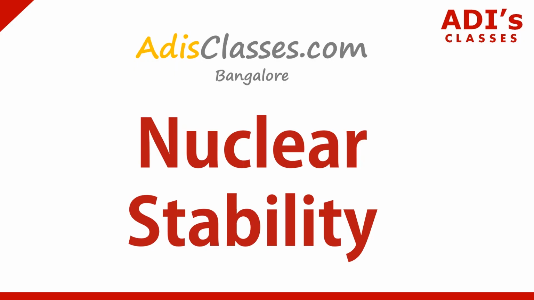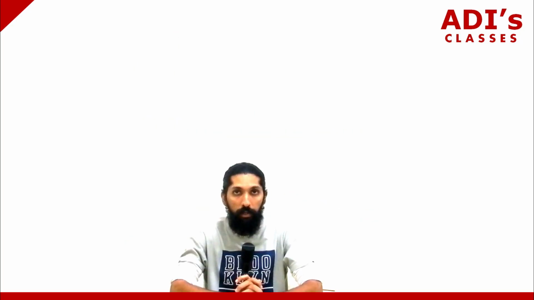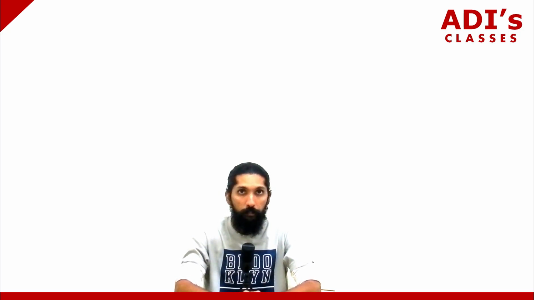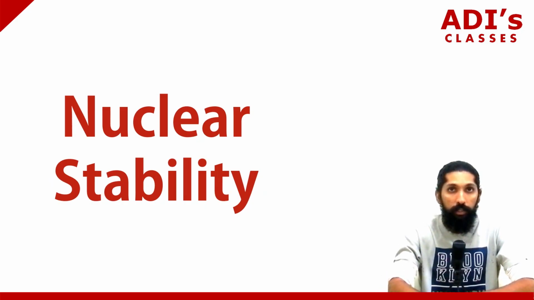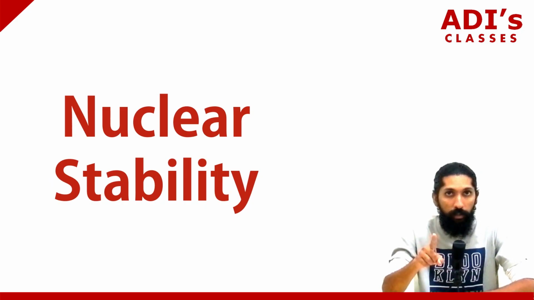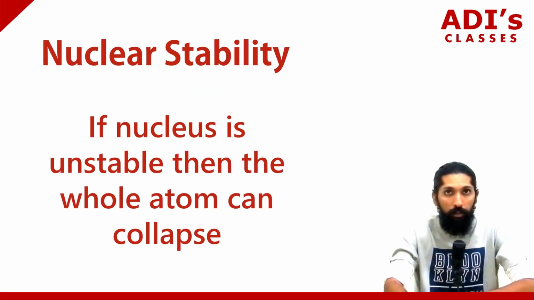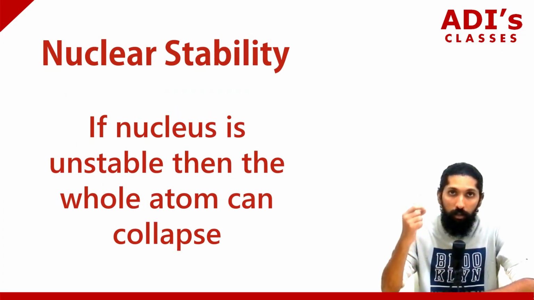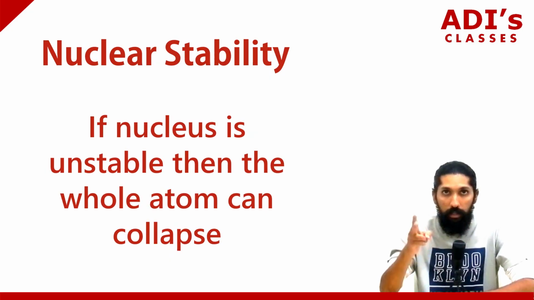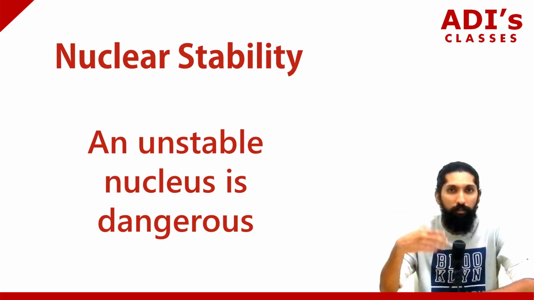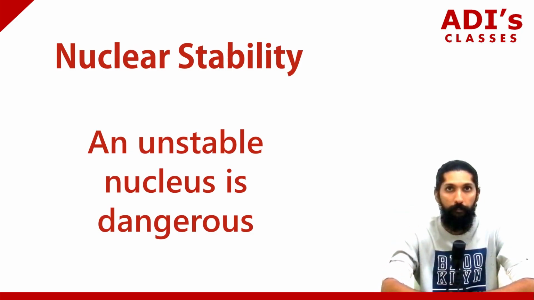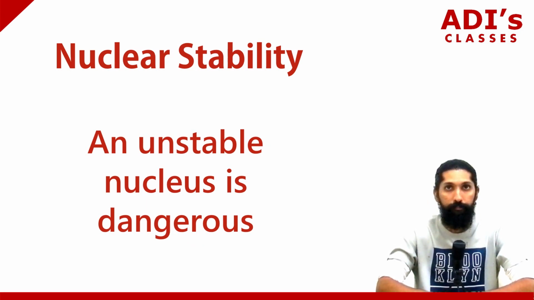In the previous videos, you have understood what binding energy per nucleon is and everything. And also we discussed the stability, correct? Now let's discuss more about nuclear stability. See, why is nuclear stability important? Because of two reasons. One, if the nucleus is unstable, then the whole atom can actually collapse. The second is, an unstable nucleus is quite dangerous because it emits a lot of radiation. So understanding nuclear stability is very, very important.